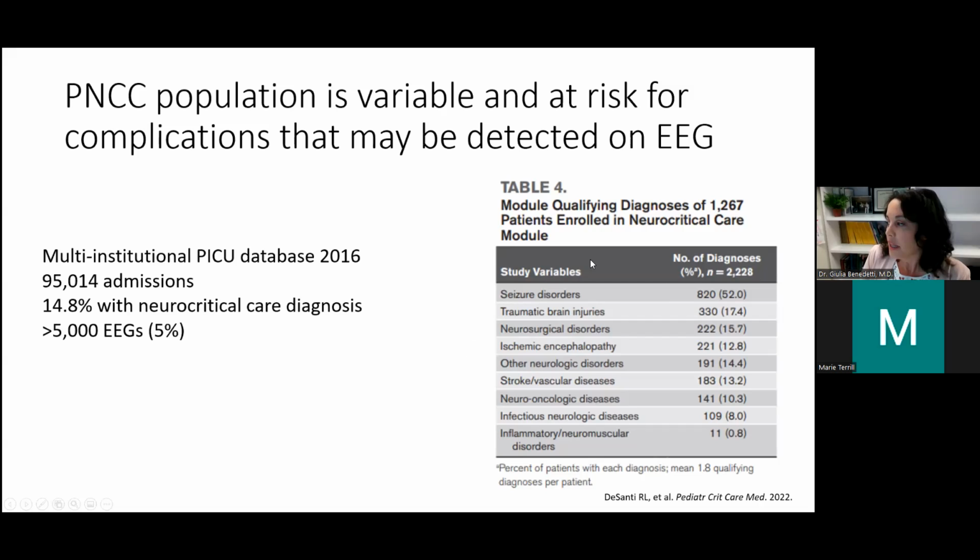So this table of the common neurologic diagnoses is really helpful to think about why quantitative EEG and EEG in general would be helpful in this population. Seizure disorder was the most common, and so, of course, using quantitative EEG to detect seizures is really important. But if you think about these other diagnoses like traumatic brain injury, stroke, infectious diseases like meningitis, there's a lot of risk after the initial insult for secondary brain injury, either a new insult or a secondary phase of brain injury.